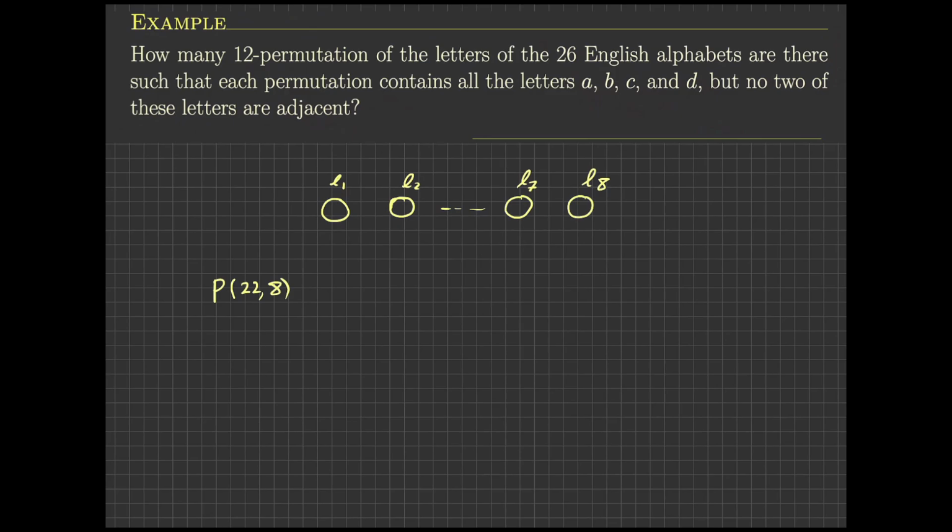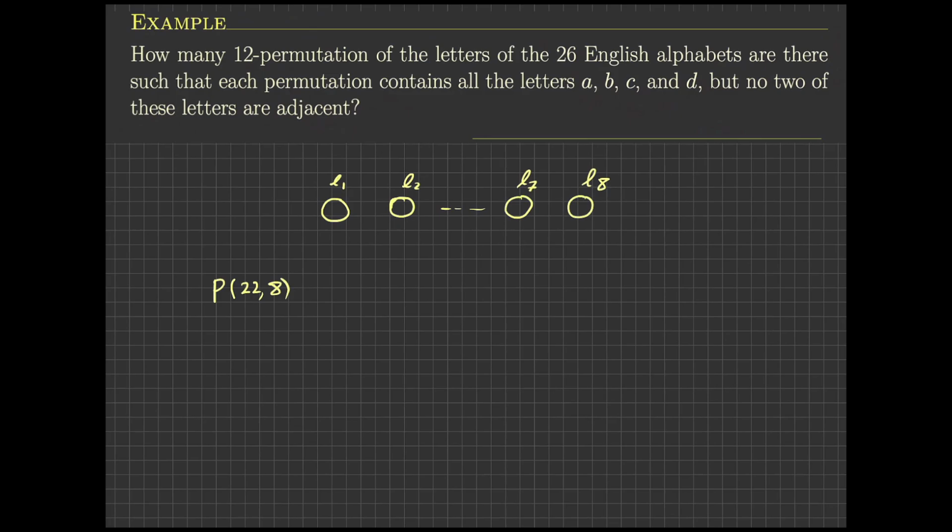Pardon? No. By convention, the bigger number should come first. But you can interpret the same number in two different ways. Don't get confused. It doesn't mean that in the other perspective you have to switch the numbers. So P of 22 and 8 can be interpreted in two ways.